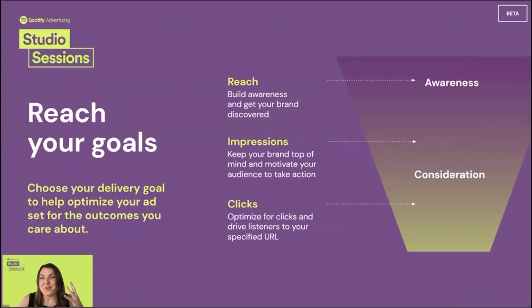Now that you have amazing creatives to run with your campaign, now is the strategy, how to put that in place. So we have an auction model that you can choose from 3 different goals depending on how you'd like your ad to be delivered. We have reach to really build awareness and get your brand discovered, impressions to keep your clients' brands top of mind and really motivate the audience to take action. And our newest goal, clicks, to really optimize clicks and drive listeners towards your specific URL.